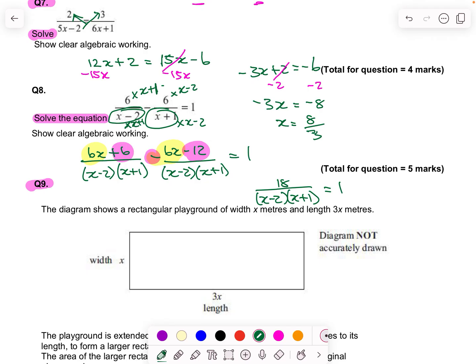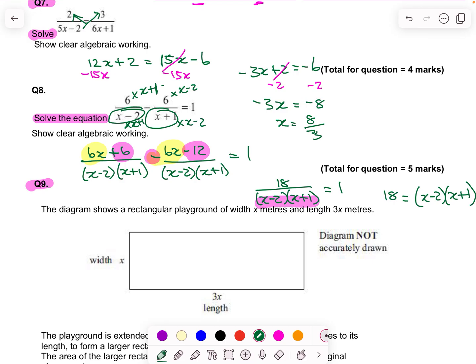equals 1. And then, hold on, I'm just going to check it still. Yeah. Then I'm going to multiply both sides by the denominator. So I'm going to multiply both sides by this denominator here, so that it gets rid of it here, and so then I get 18 equals 1 times x minus 2, x plus 1. Okay, so I'm multiplying it.